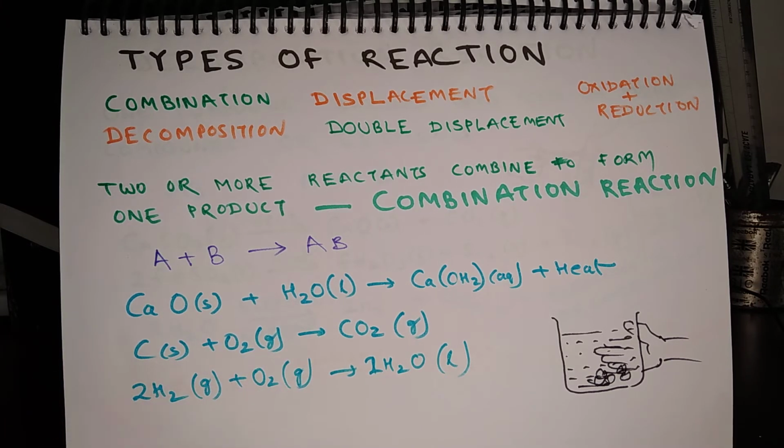This reaction shows the combination of hydrogen and oxygen to produce water. So 2H2 plus O2 is equal to 2H2O.